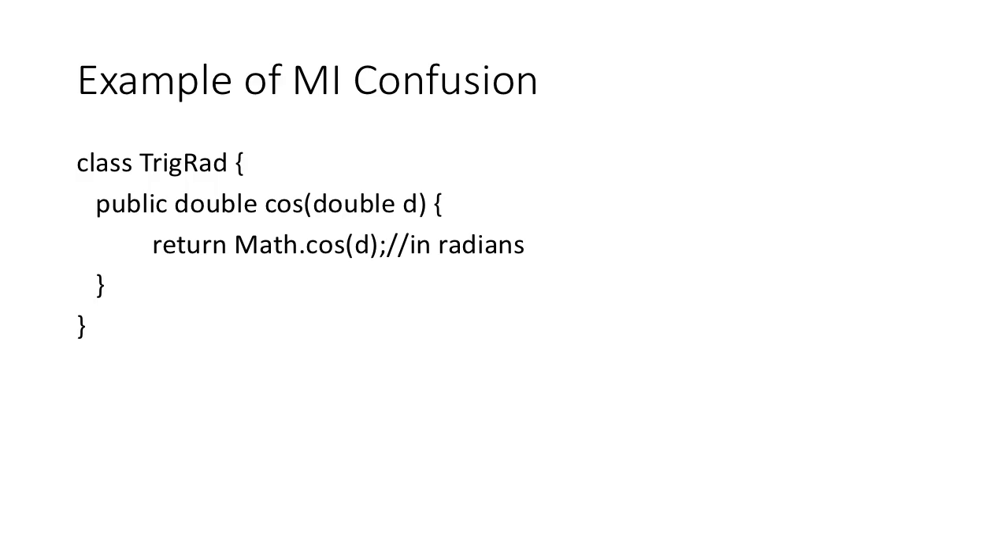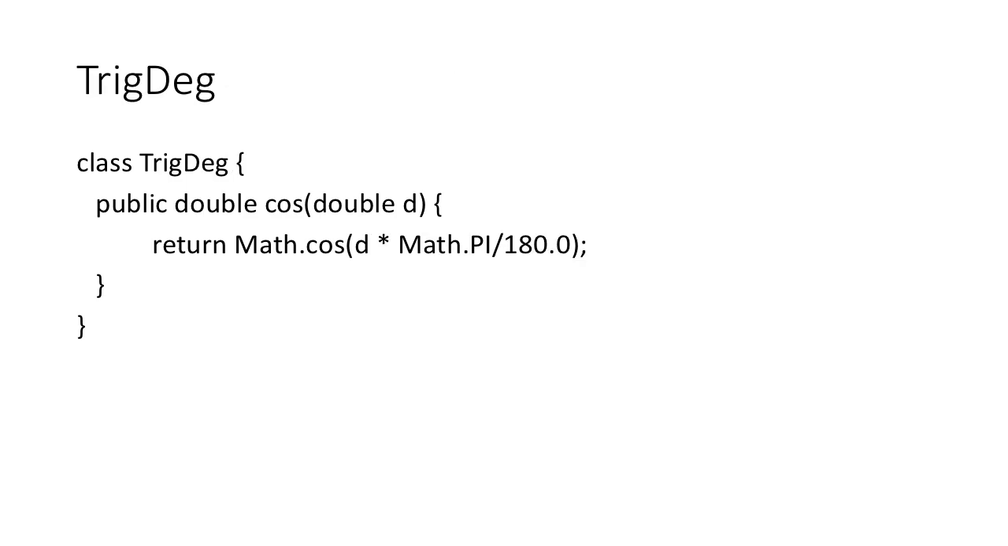So here's an example of multiple inheritance confusion. Suppose somebody said, oh, I like cosine. It's a very nice trig function, but I also like degrees and I don't like radians. So here's the trig rad, and we don't know if cosine is radians or degrees. Math.cos, no doubt, is in radians. The compiler doesn't care. That's a semantic issue. You put in something like 90 degrees into math.cos, it'll assume you mean 90 radians. It'll give you an answer. It's just not the answer you expect.